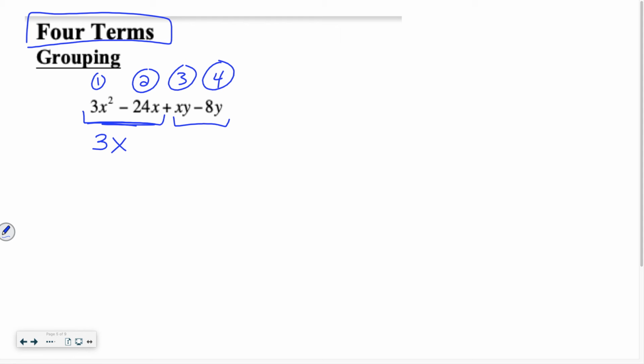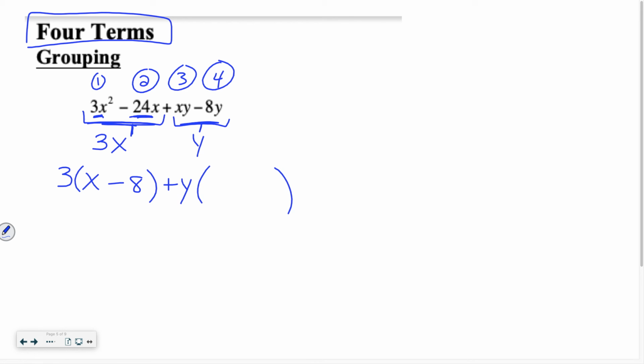So what happens in the first group is the 3x comes in front. Whatever's left over comes after that. So if we divide the first group by 3x, sorry, 3x squared divided by 3x is x. And then negative 24x divided by 3x is minus 8. So basically we did a GCF for the first group. The second group has a GCF of y. And it was a positive y. So we're going to put plus y.